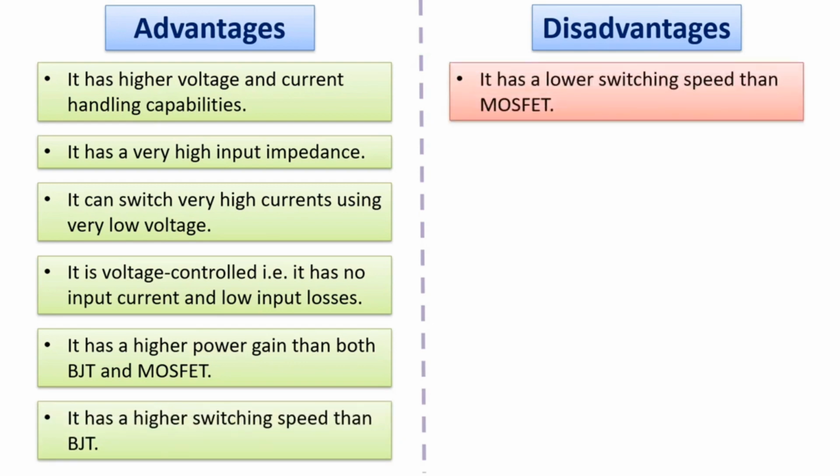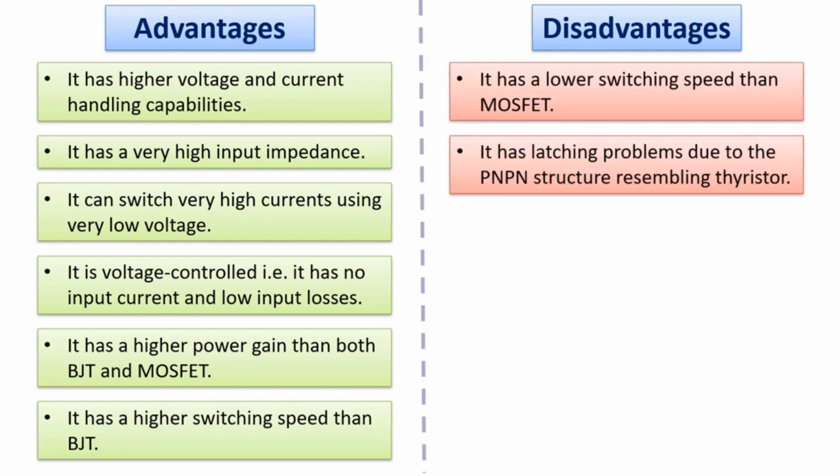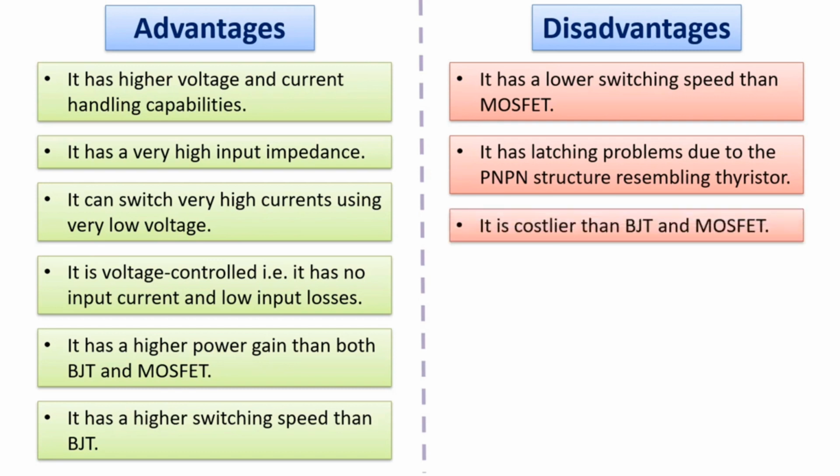Disadvantages? It has a lower switching speed than MOSFET. It has a locking problem due to its PNPN structure resembling a thyristor, and it is more costly than BJT and MOSFET. These were the prominent advantages and disadvantages.